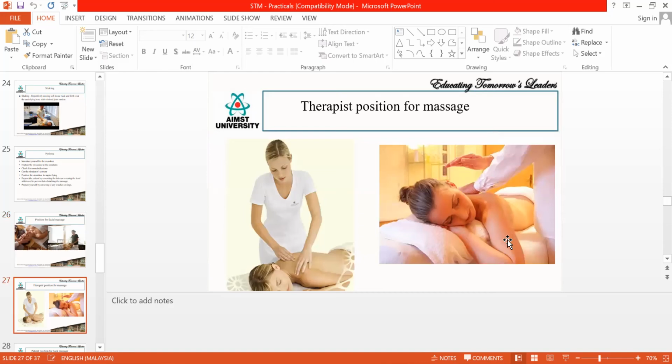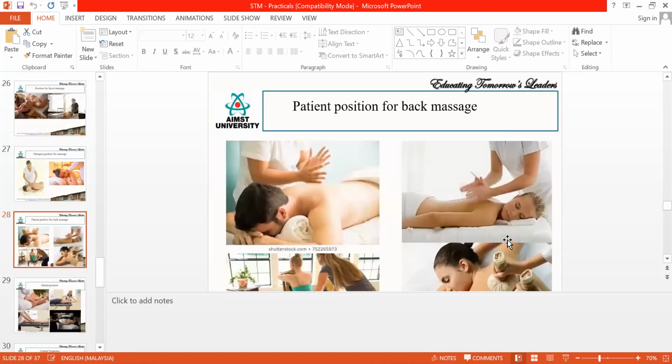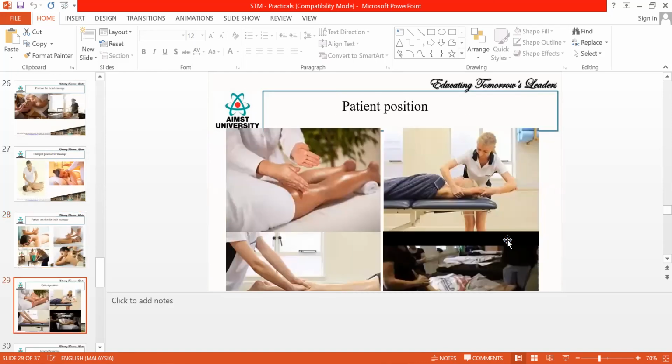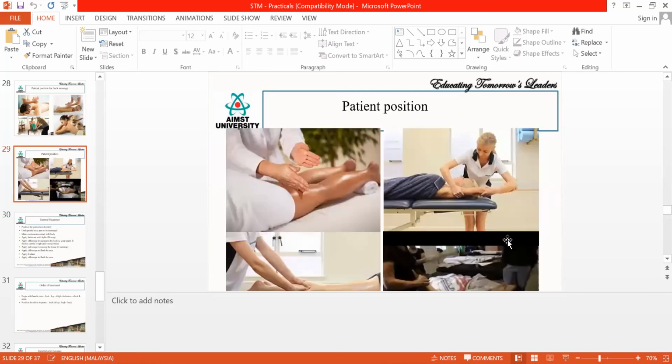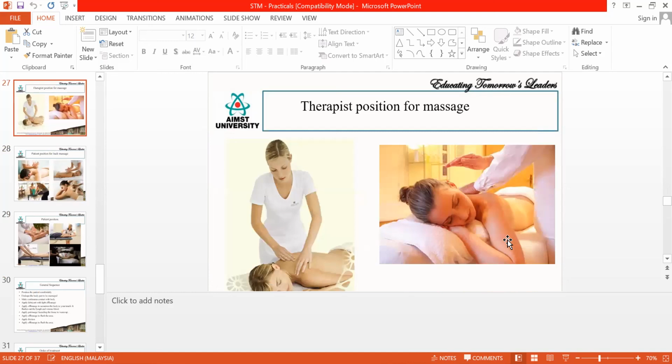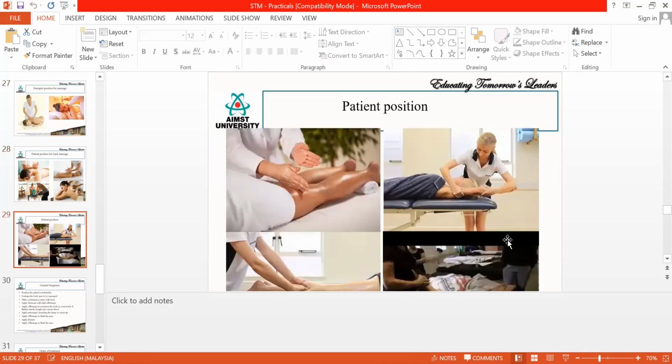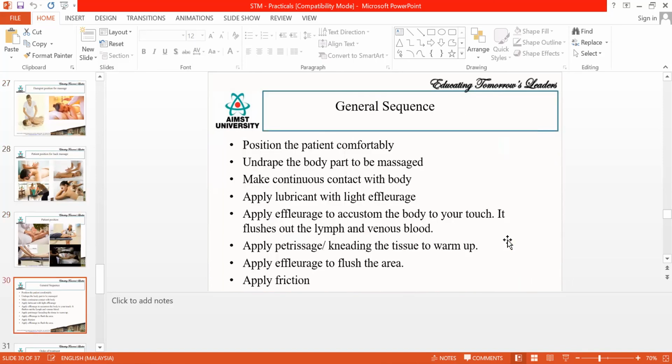Okay, then next, this is for your back. You have to be in a walk standing position. So this is your walk standing position. For all other massage, except your face, you need to be in a walk standing position. Why walk standing position? That will help you to move around. So that's why you need to be in a walk standing position. Okay, so now we will go into face.